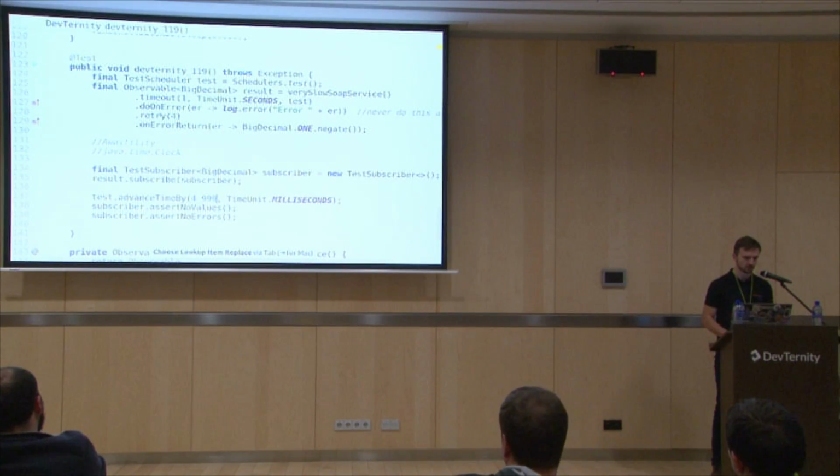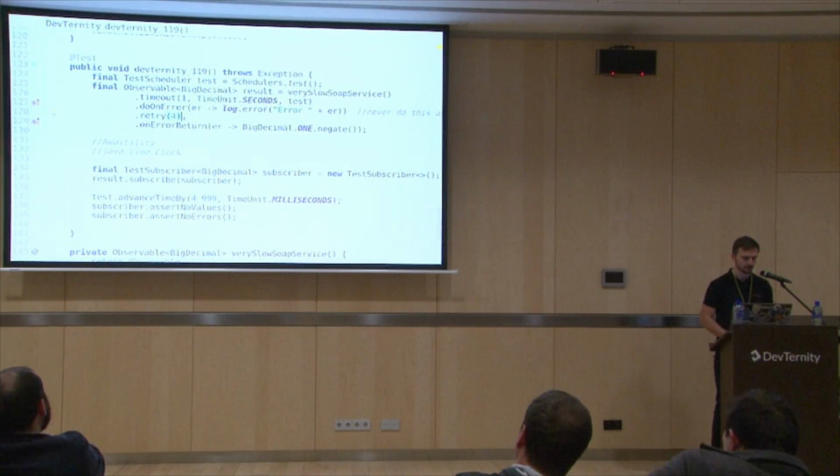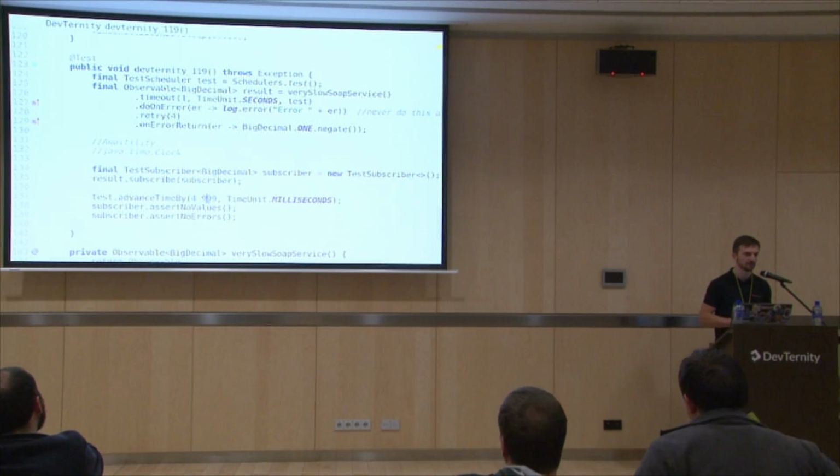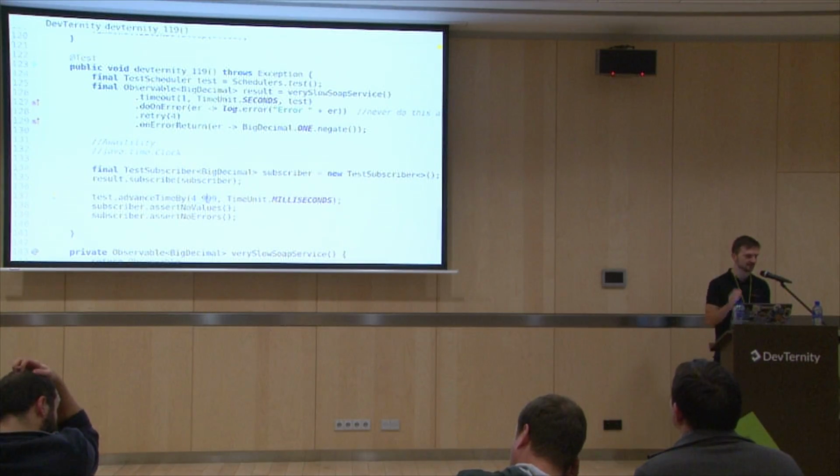So at this point in time, I can say subscriber assert no values, and I can say subscriber no errors. Because I know that after 4,999 milliseconds, the last retry, remember the method is called 5 times, and the timeout is 1 second. So it will take at most 5 seconds precisely. But after 4,999 milliseconds, nothing should happen yet, because we still haven't reached the last timeout.